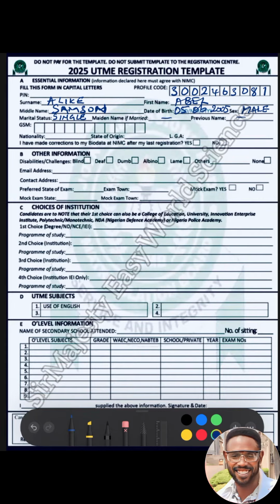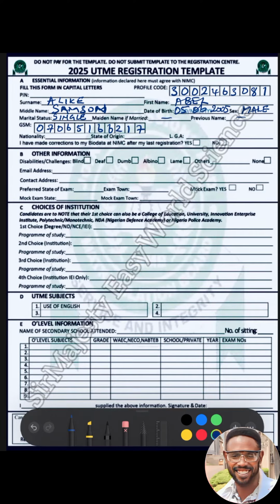Okay? Then coming to the GSM, you have to be careful here. The phone number you're going to fill there will be exactly the phone number you use to generate your profile code, not any number you like. That same number you use to generate your profile code is the same number you will fill under this GSM. So 07065166217. Let's assume this is the number I use to generate my profile code, and that's the number I'm using exactly. Understood? Okay.